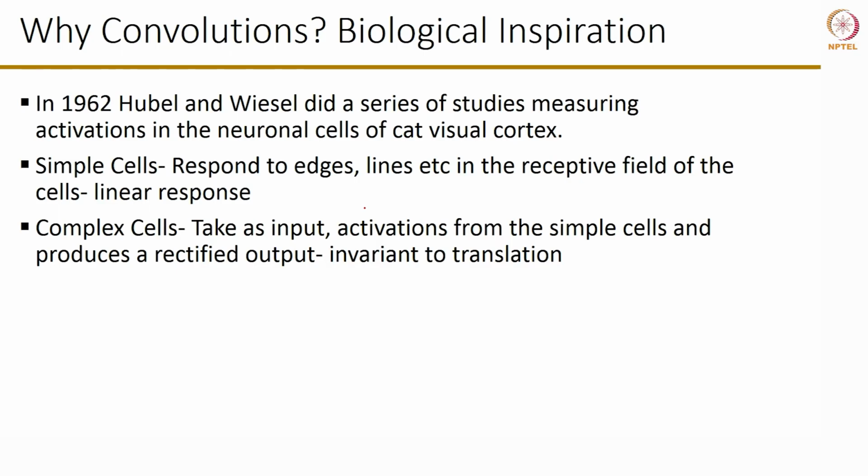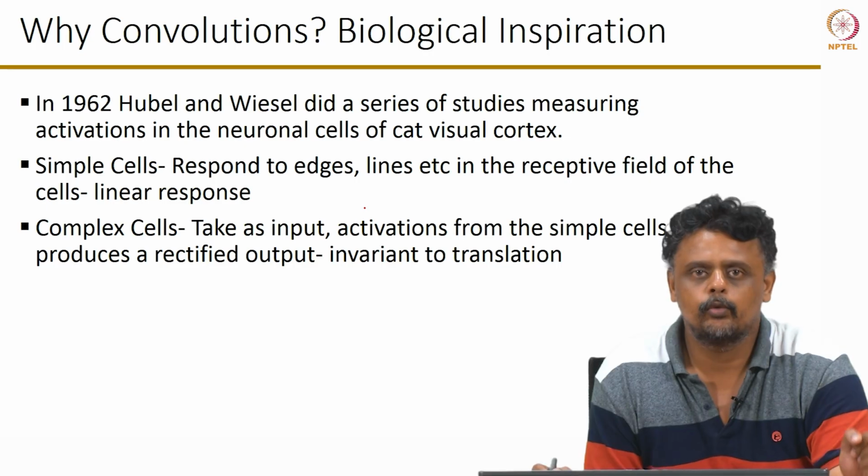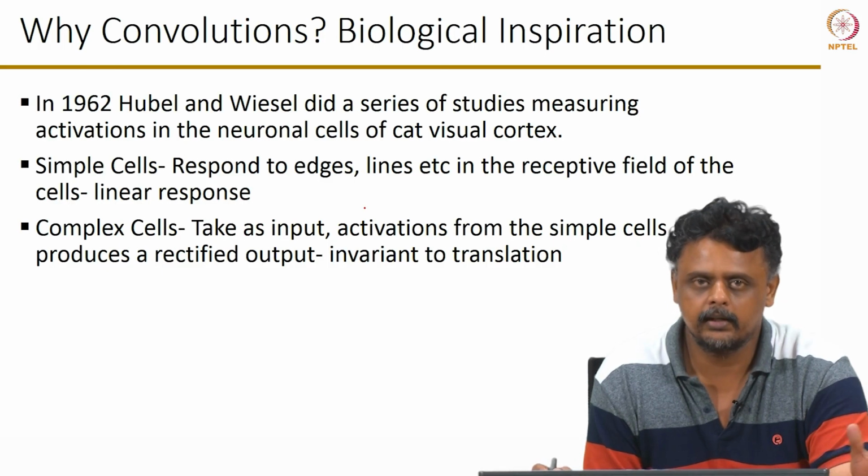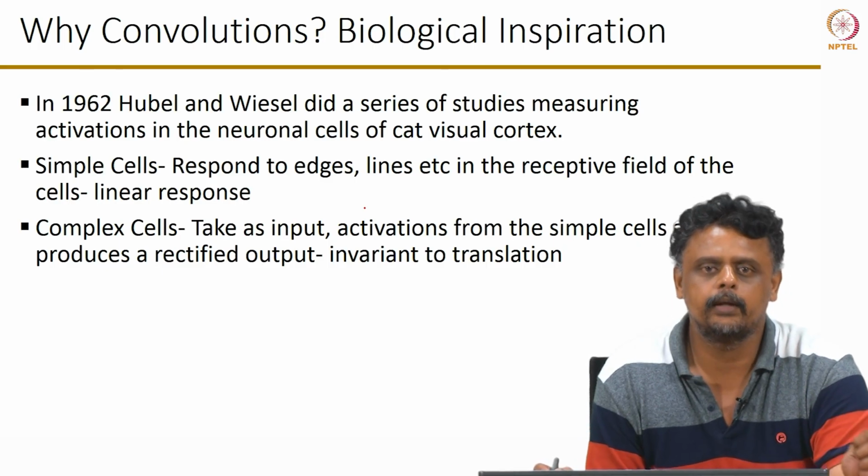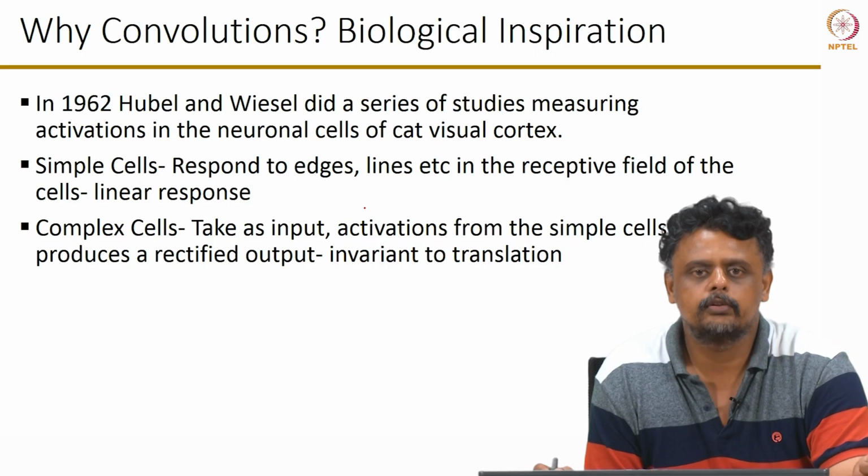So, why convolutions? What do these convolutions accomplish? What are they inspired by? We will look at what exactly convolutions do, but before that, in the 1960s, Hubel and his colleagues did a series of experiments measuring the activations or signals from neurons in the primary visual cortex of cats. We will not go into exactly how they did the experiments, but these are biologists, they knew what they were doing. They eventually won the Nobel Prize for this work.